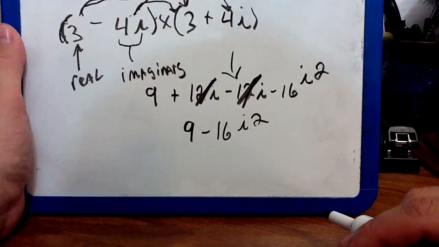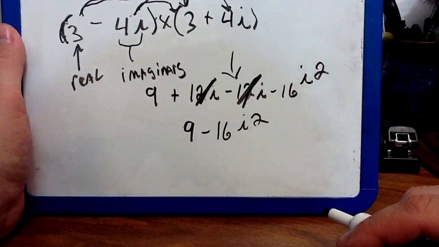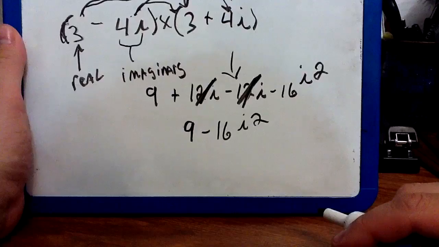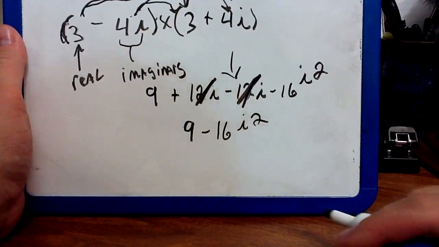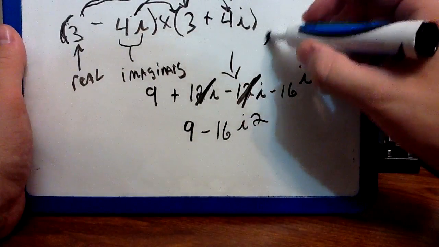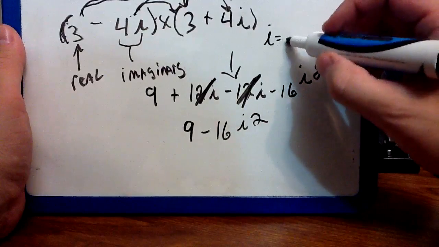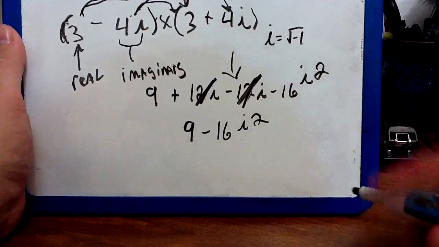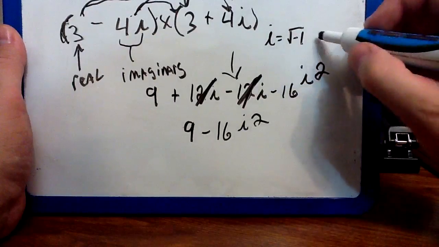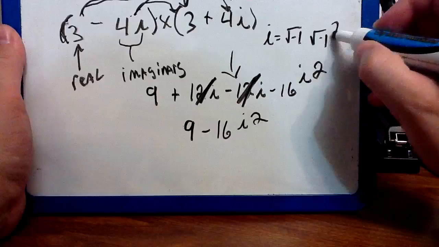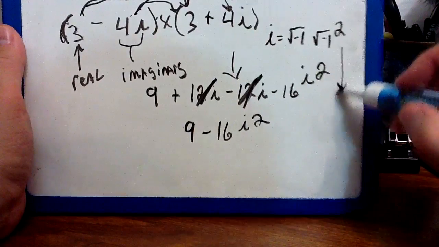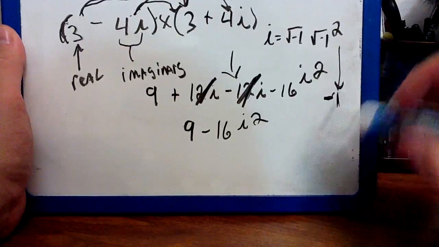Well, that's great, but I still have an i squared. I still have an imaginary component there. I didn't really do much of anything. Well, if you remember back to the i video, what does i mean? i is the square root of -1, right? So if I were to take the square root of -1 and square it, well, what is that going to give me? That's going to give me a real number. That's going to give me -1.